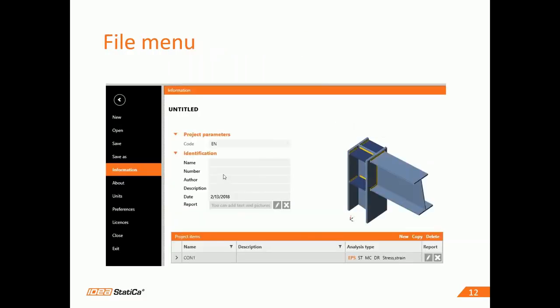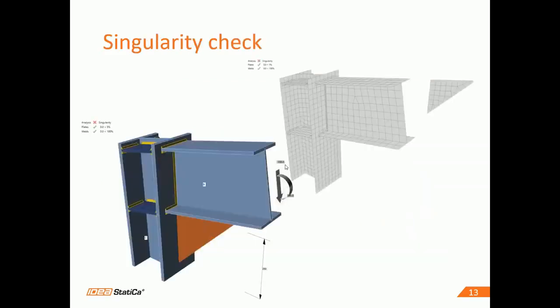Let me also mention that we have moved all settings into file menu to help you manage the project in one place. And I would like to also pick up a new Singularity check, which can identify disconnected model entities. As you can see on this example, there is a not welded stiffener, and during the calculation, the program shows us the problem of this singularity, and we can immediately fix it and design our connection.